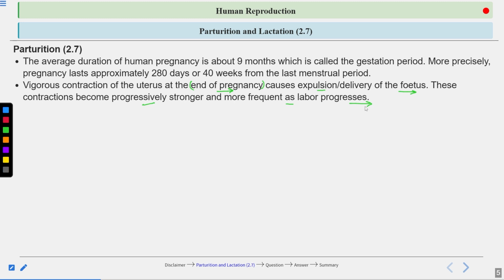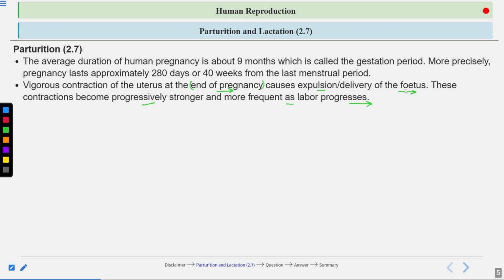So vigorous contraction of the uterus occurs at the end of the pregnancy, and this causes expulsion or delivery of the fetus. What happens due to these contractions? The fetus is pushed out through the vagina or the birth canal. The birth canal consists of the vagina as well as the cervical canal. So the fetus is pushed out of the body.